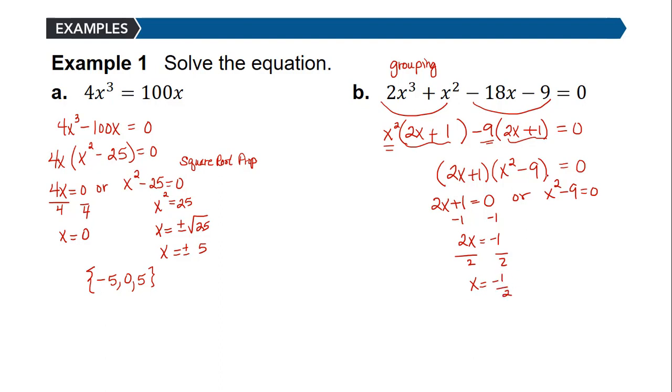Or I can apply the square root property to get x squared is equal to 9. And so x is equal to plus or minus the square root of 9, or plus or minus 3. And remember, in each of these instances, I can plug those values into the original equation to see that it makes a true statement. In order from smallest to largest, my solution set would consist of -3, -1/2, and 3.